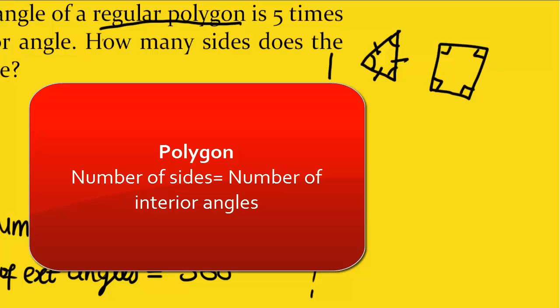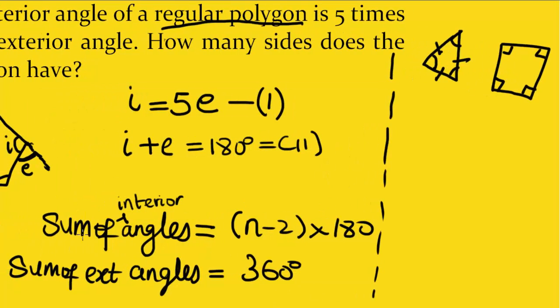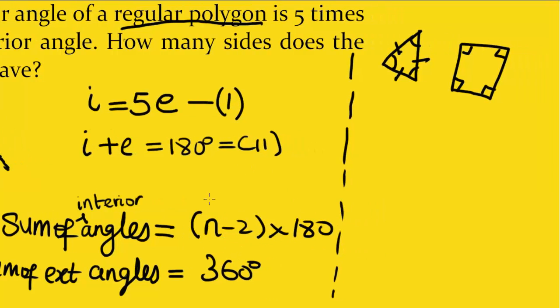So the number of sides of a polygon is also the same as the number of interior angles. That's something you need to know. So using, say, this equation, which says the sum of interior angles is equal to n minus 2 times 180, we can determine the number of sides because this equation involves the number of sides, and I'm going to show you how we can determine this left-hand side term.